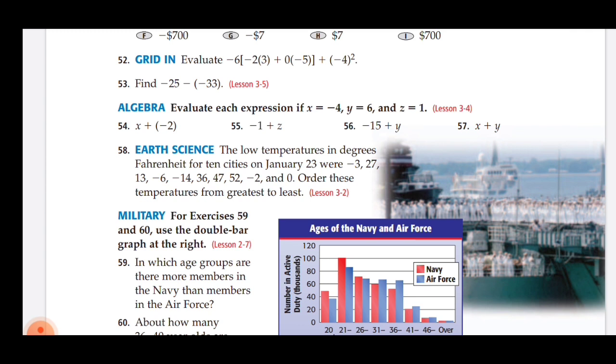58. Earth science. The low temperatures in degrees Fahrenheit for 10 cities on January 23 were -3, 27, 13, -6, -14, 36, 47, 52, -2, and 0. Order these temperatures from greatest to least.